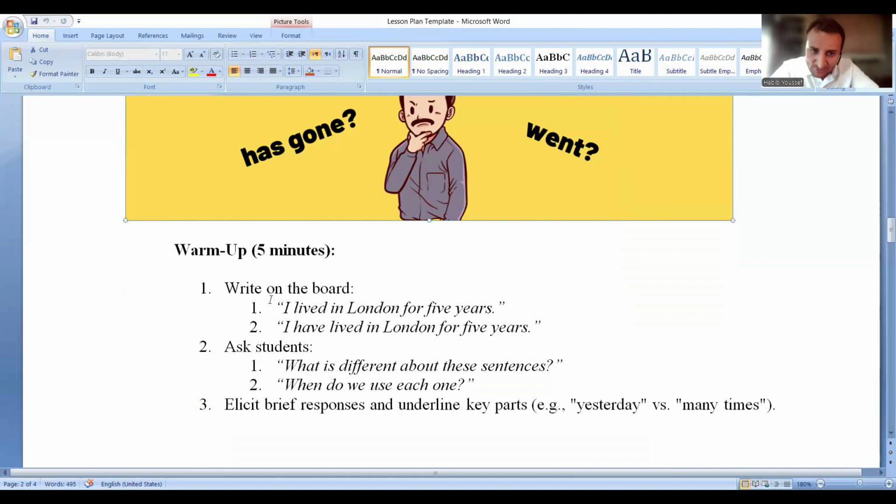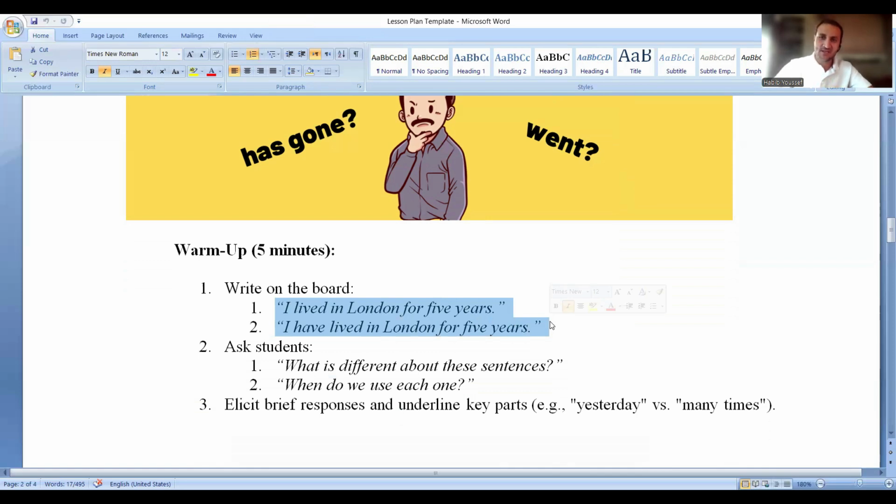If you understood the meaning of these two sentences, I guarantee you that you're going to understand fully, completely the differences between the two tenses. How? Let's go to the first sentence. Number one, I lived in London for 5 years. Number two, I have lived in London for 5 years.